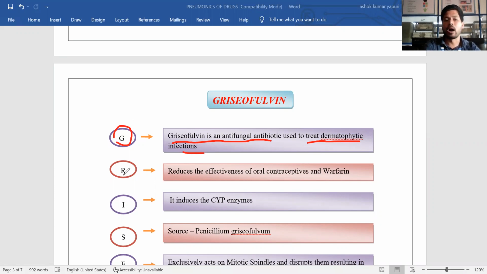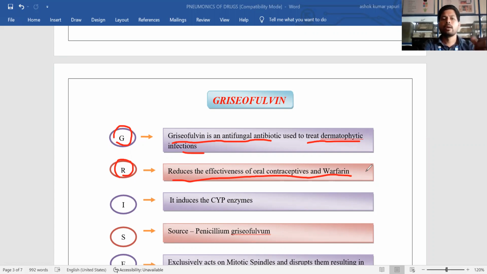And the next letter is R. Regarding R, it reduces the effectiveness of oral contraceptives as well as warfarin. So don't combine Griseofulvin with warfarin or oral contraceptives. As you know, warfarin is an oral anticoagulant and oral contraceptives are used to prevent unwanted pregnancy.